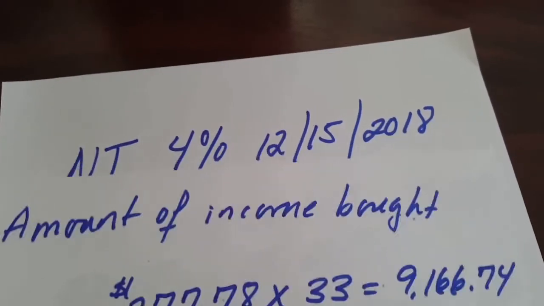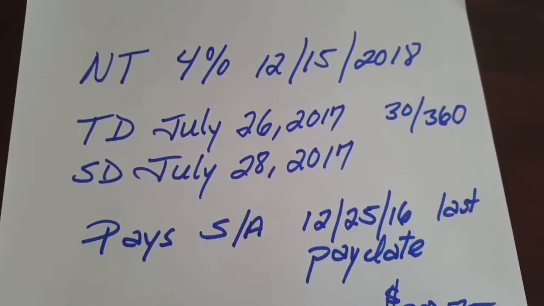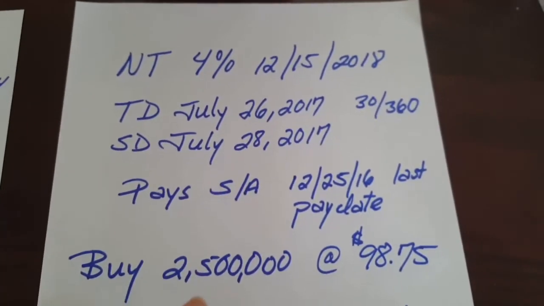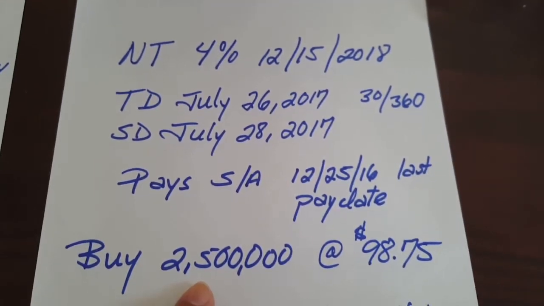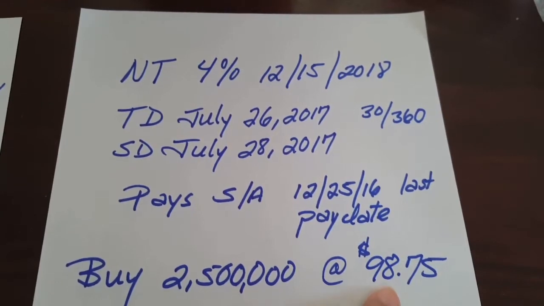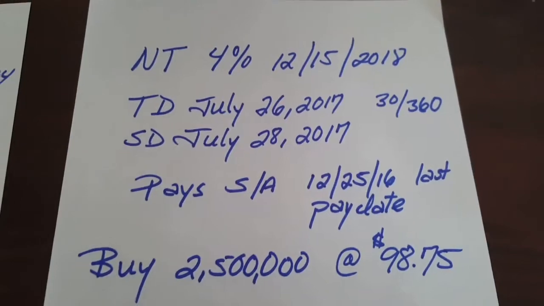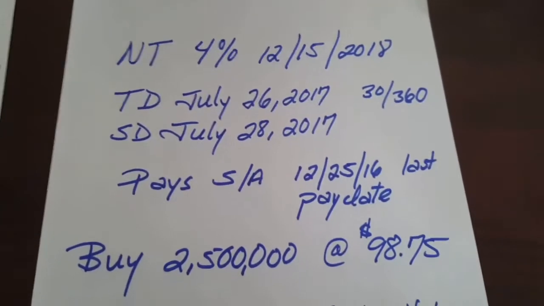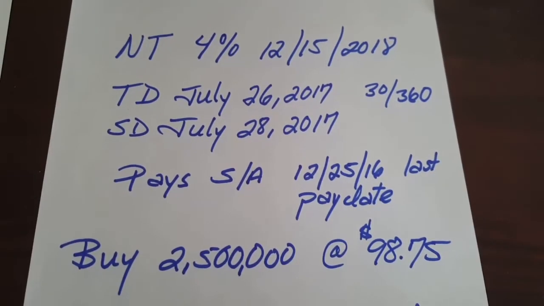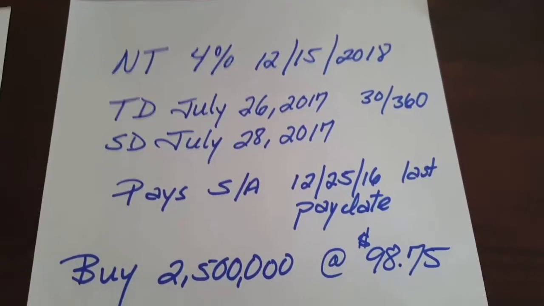So when we bought the Northern Trust 4% maturing December 15th, 2018, we bought 2.5 million bonds at 98.75. That bond was bought at a discount. So if I buy it below 100, it is at a discount. If it is at 100, it's at par. If it is above 100, it's at a premium. Okay? No matter what I paid for it, I will always receive the face value of that bond.